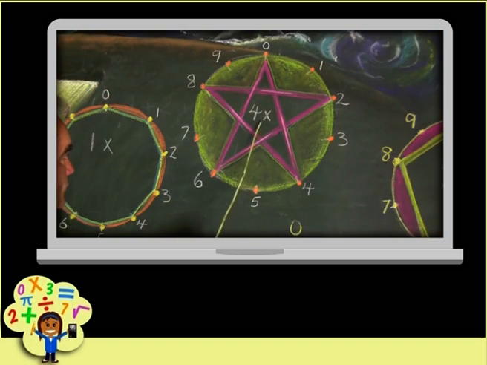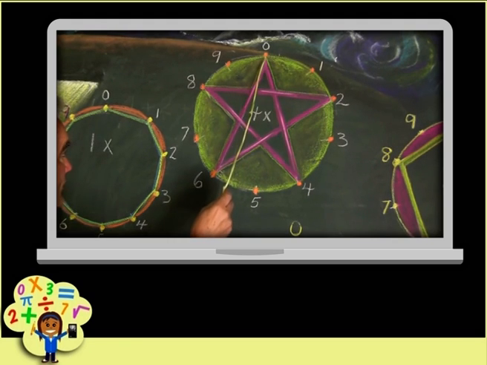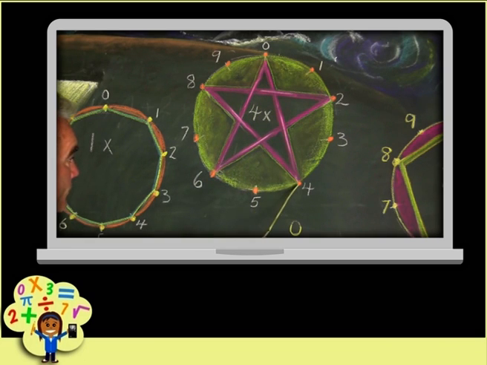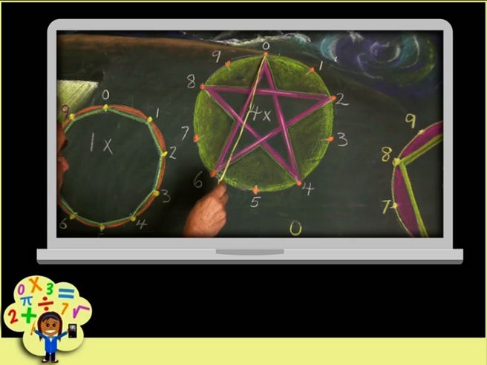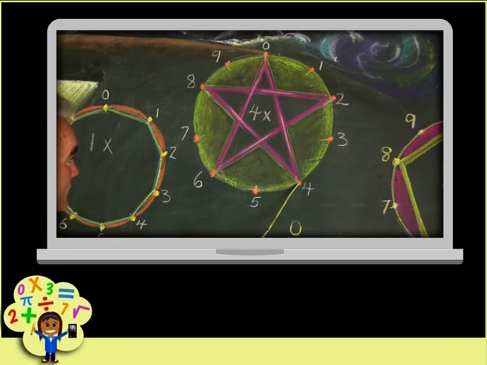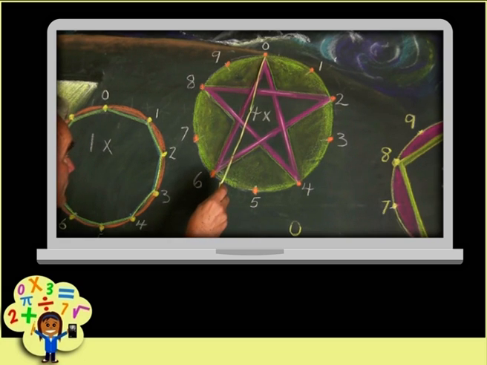And this circle shows the 4 times tables. So if we start up here at 0, 0 times 4 is 0. 1 times 4 is 4. 2 times 4 is 8. 3 times 4 is 12. 4 times 4 is 16. And 5 times 4 is 20. 6 times 4 is 24. 7 times 4 is 28. 8 times 4 is 32. 9 times 4 is 36, and 10 times 4 is 40.